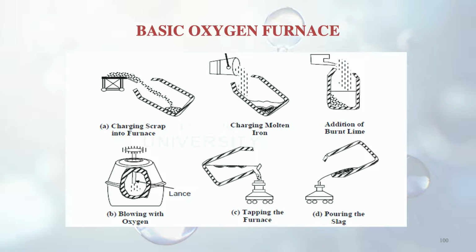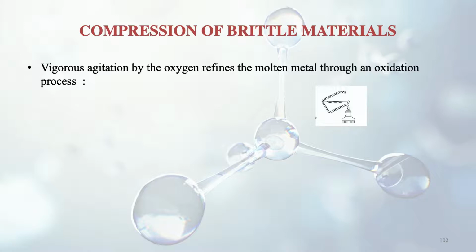The fourth one is about the blowing of oxygen, like I mentioned earlier. Oxygen is blown into the furnace. The fifth one is about tapping the furnace. It is tilted and the slag is at the top. And the sixth one is about pouring the slag into the ladle or the car. Continuing with the process, there is vigorous agitation by the oxygen being blown into the furnace.